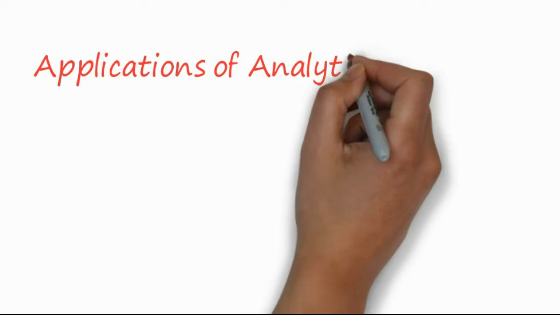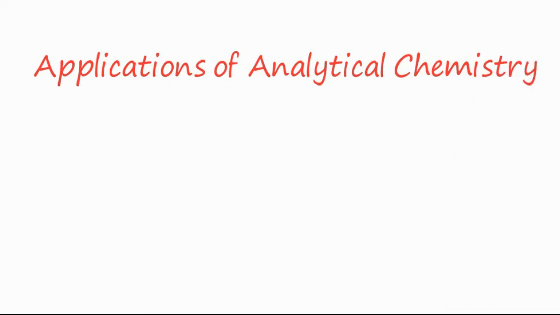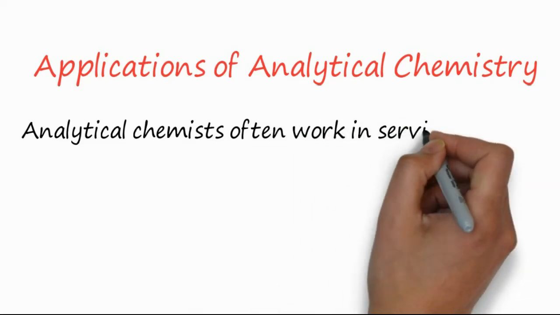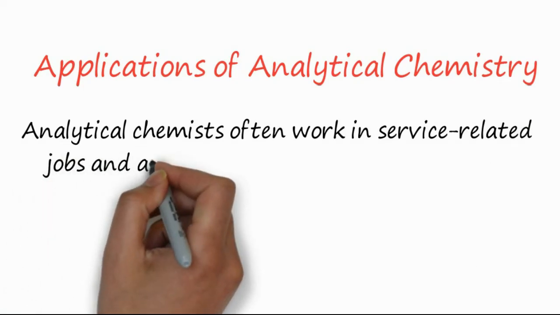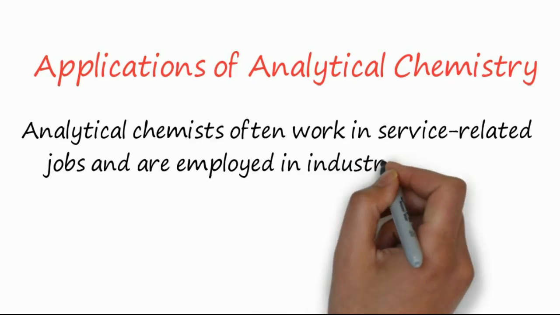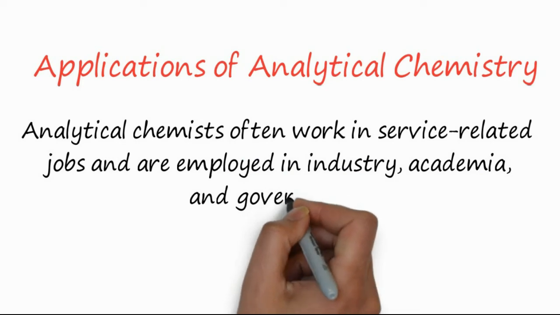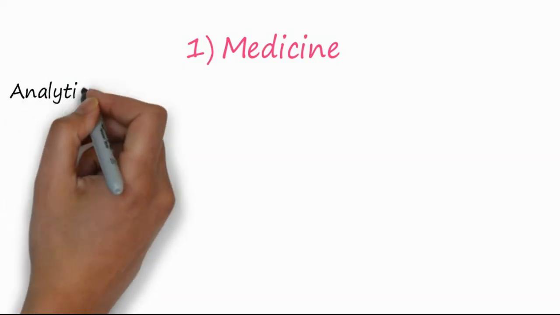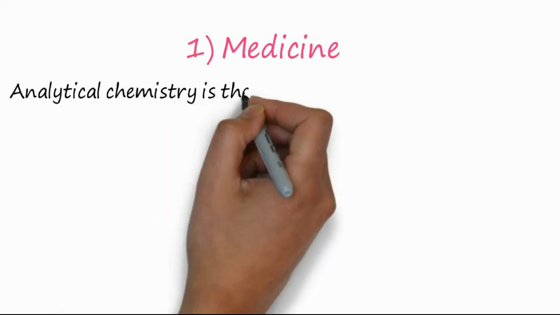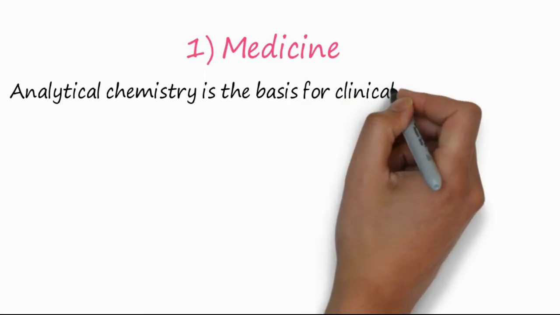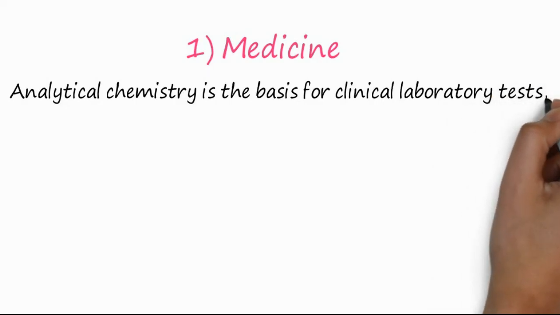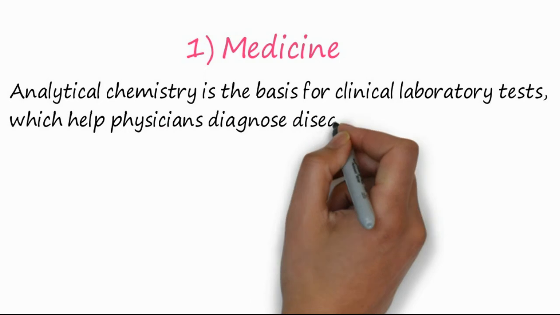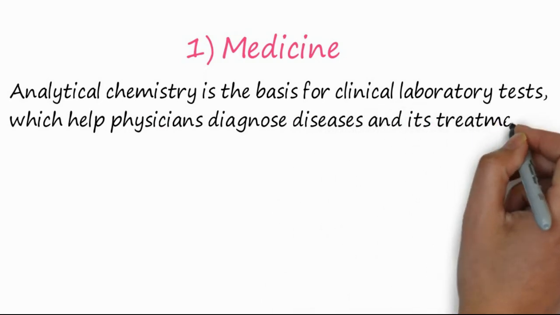Now, what are the applications of analytical chemistry? There are several applications of this branch of chemistry. Analytical chemists often work in service-related jobs and are employed in industry, academia, like in colleges and universities, and also in the government sectors. The first application is in medicine. Analytical chemistry is the basis for clinical laboratory tests, which help physicians diagnose a specific disease and its treatment.